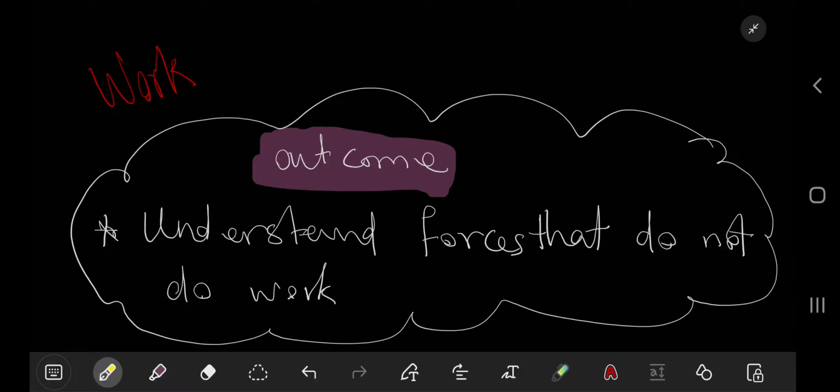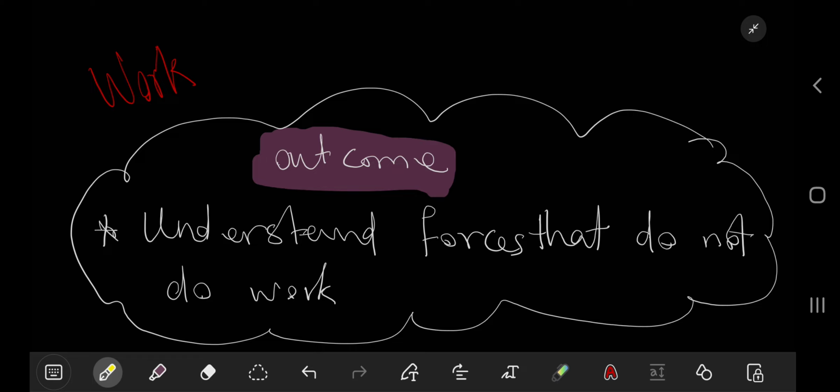Welcome to MS 100 lessons, and in this lesson I'll be doing work, which is grade 12 content, and the outcome for this is to understand forces that do not do work.